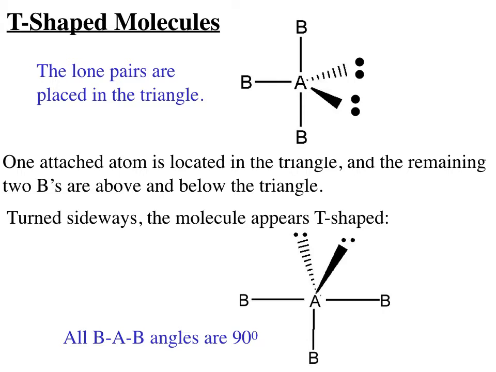Now if I turn this sideways, so that now the non-bonding pairs of electrons are one set coming toward me, one set going behind the paper, then the remaining three Bs and A form the shape of a T, hence the name T-shaped molecule.